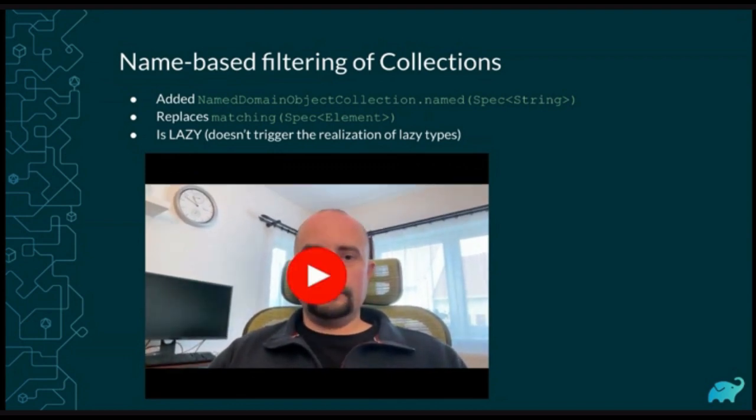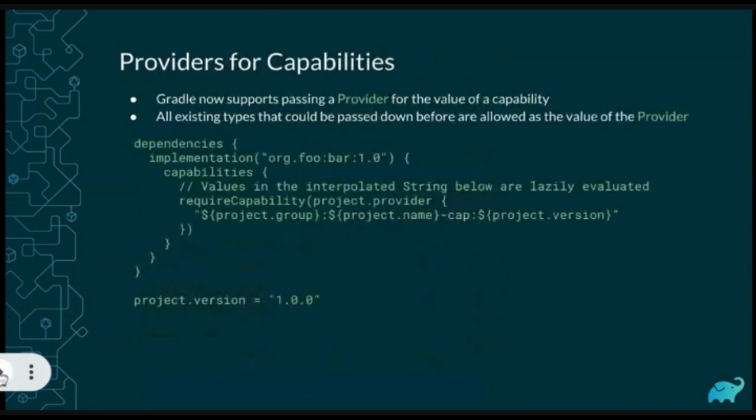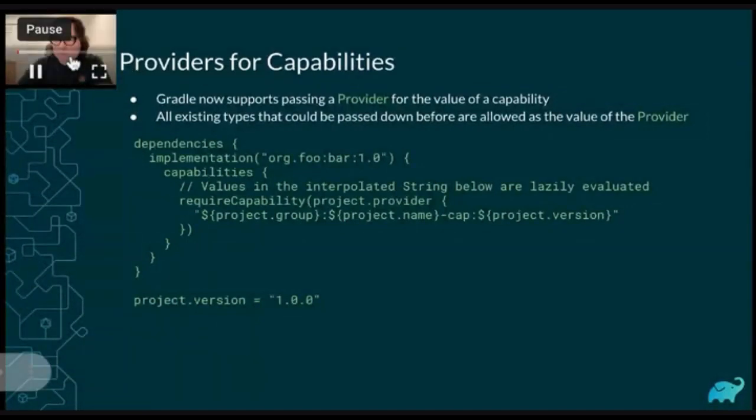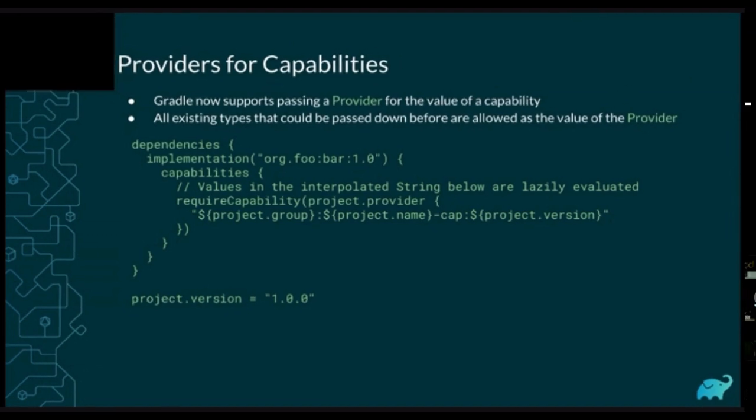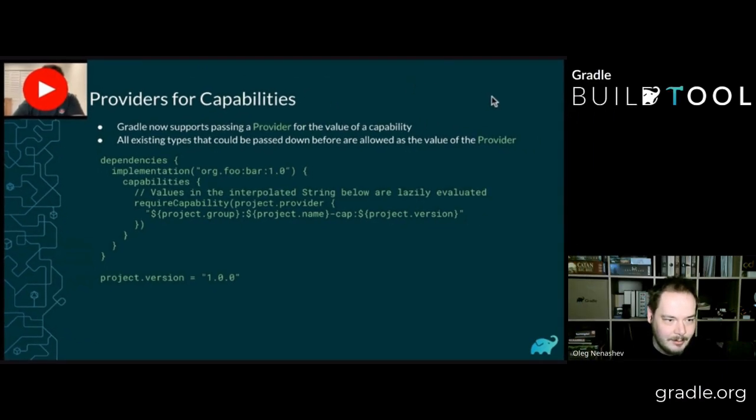Okay, so yeah, this is one of the features we had, and another one is from Octavia about using providers with dependency capabilities, so that you get more flexibility in how you define dependencies and sources. Gradle now supports passing a provider for the value of capability. All existing types that could be passed down before are allowed to be returned from this provider. This allows you to delay the resolution of their value until the capability is actually needed. Yeah, that's pretty cool. And also all other forms of providers also work.